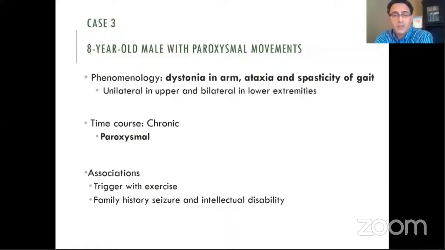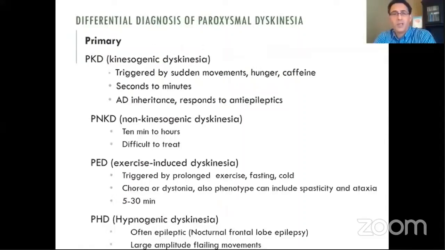Now, when we have a paroxysmal course, that would be a very pertinent feature, and we usually use that to build our differential diagnosis. So the differential diagnosis of paroxysmal dyskinesia include primary entities that are genetic. This includes paroxysmal kinesiogenic dyskinesia, often triggered by sudden movement, sudden standing, also hunger or caffeine. Episodes are brief, from seconds to minutes, usually a combination of dystonia and chorea, autosomal dominant inheritance, and often good response to antiepileptics.